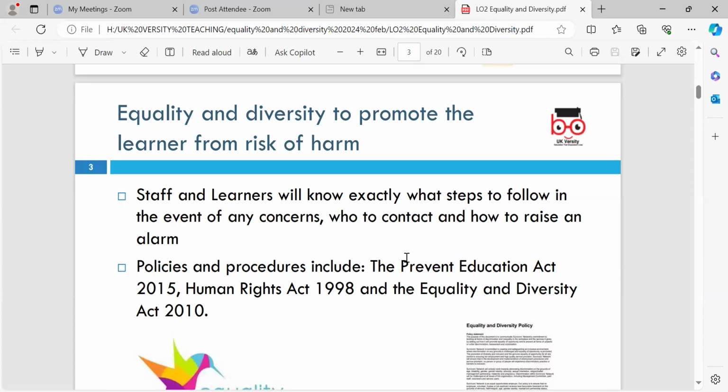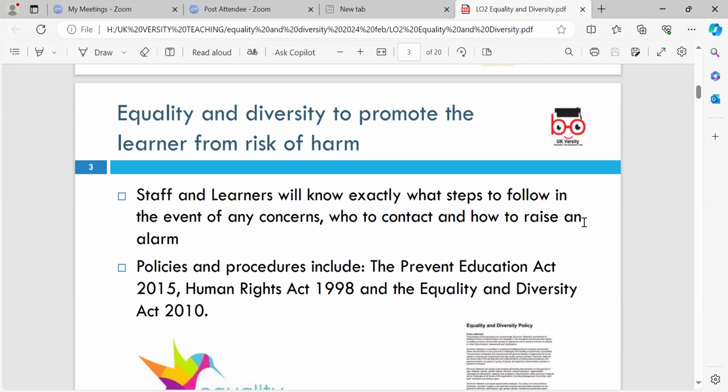So with equality and diversity, staff and learners will know what steps to follow in the event of any concerns. Policies and procedures include things like the Prevent duty under the Counter-Terrorism and Security Act 2015. That was quite an important act, and there was a need for it to be introduced. It was to look at individuals mainly from higher education institutions, and it was to do with terrorism. The reasoning behind it was issues around how people were being swayed into doing things that they don't have the beliefs for.